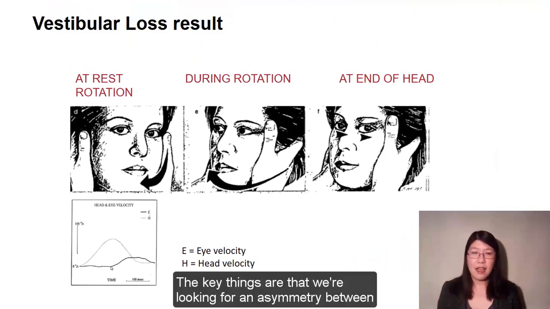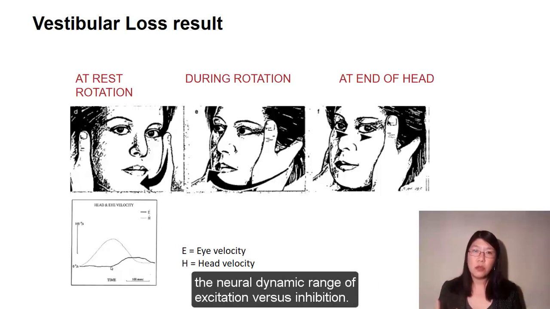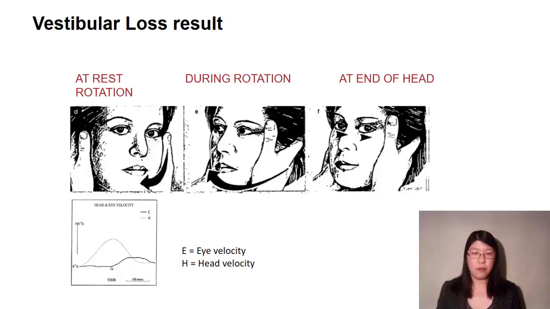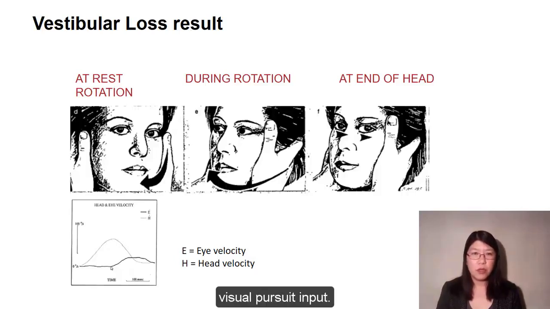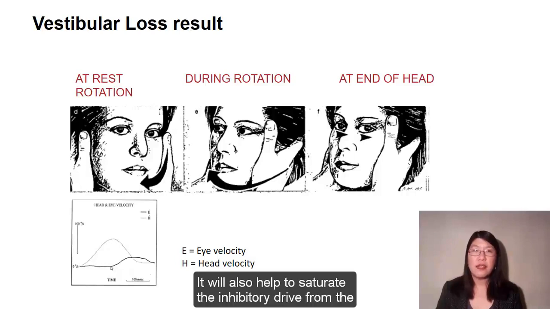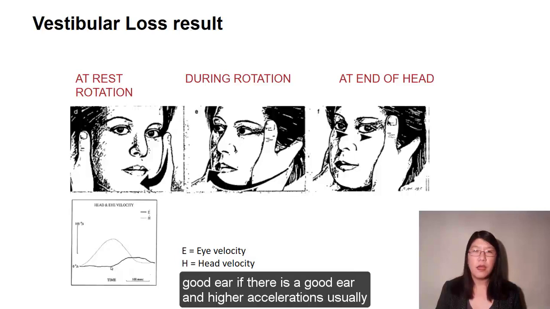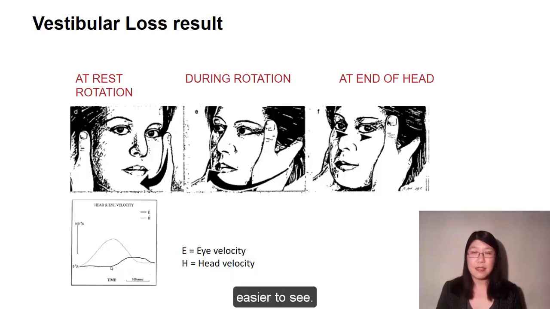The key thing we're looking for is an asymmetry between the neural dynamic range of excitation versus inhibition. The other key thing is that, as I said, it has to be a quick, abrupt head movement. This will help to eliminate any visual pursuit input. It will also help to saturate the inhibitory drive from the good ear, if there is a good ear. And higher accelerations usually yield a larger amplitude of a catch-up saccade, making it easier to see.